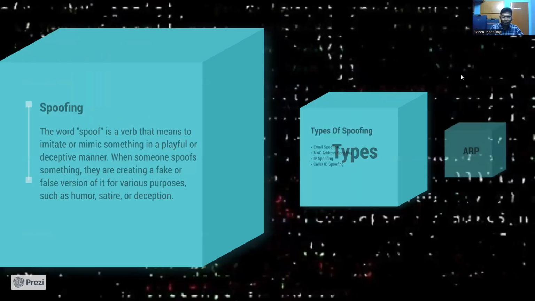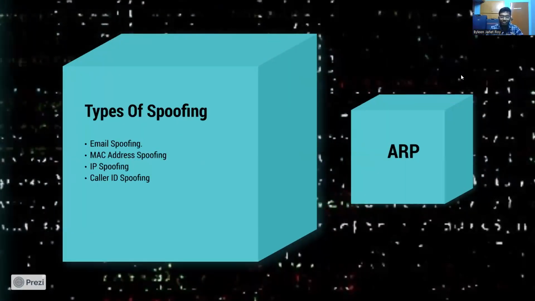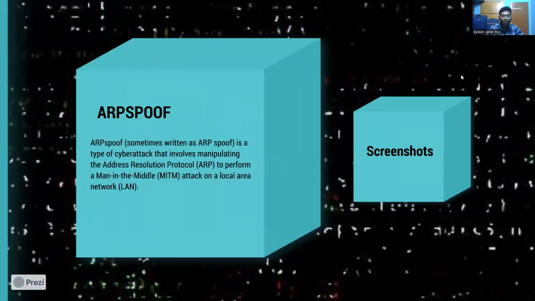What are the types of spoofing? We have some types of spoofing here: email spoofing, MAC address spoofing, IP spoofing, and caller ID spoofing. Spoofing is nothing but forging something, right? We can do it by using these mediums like email or maybe MAC address or maybe IP or maybe caller ID. That's it.